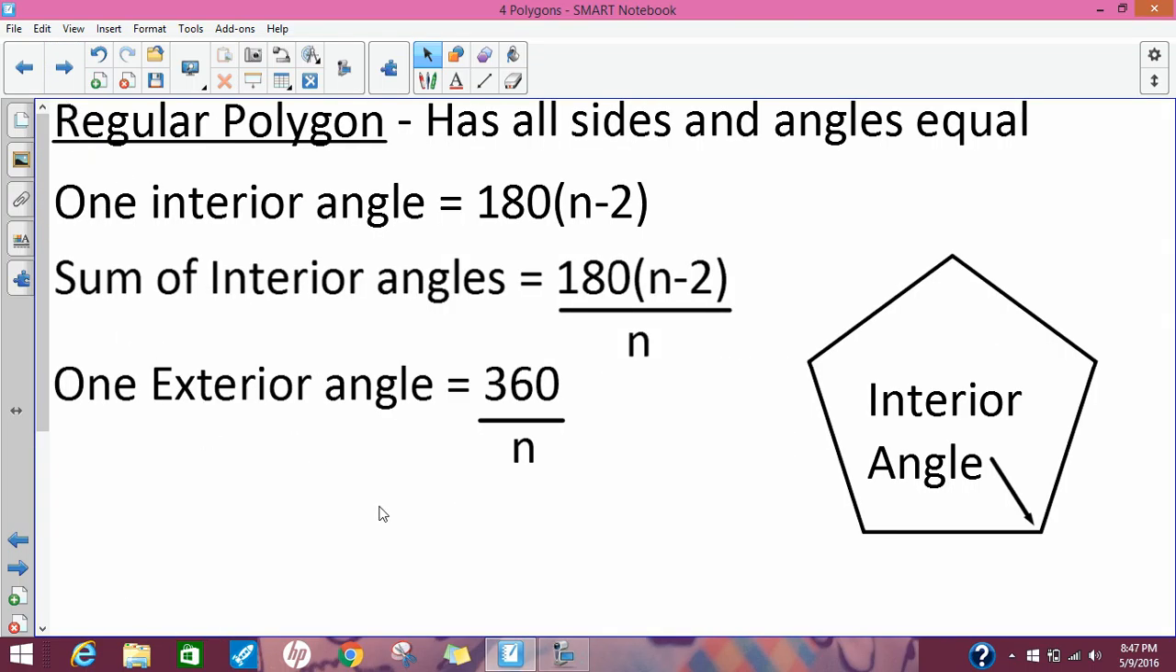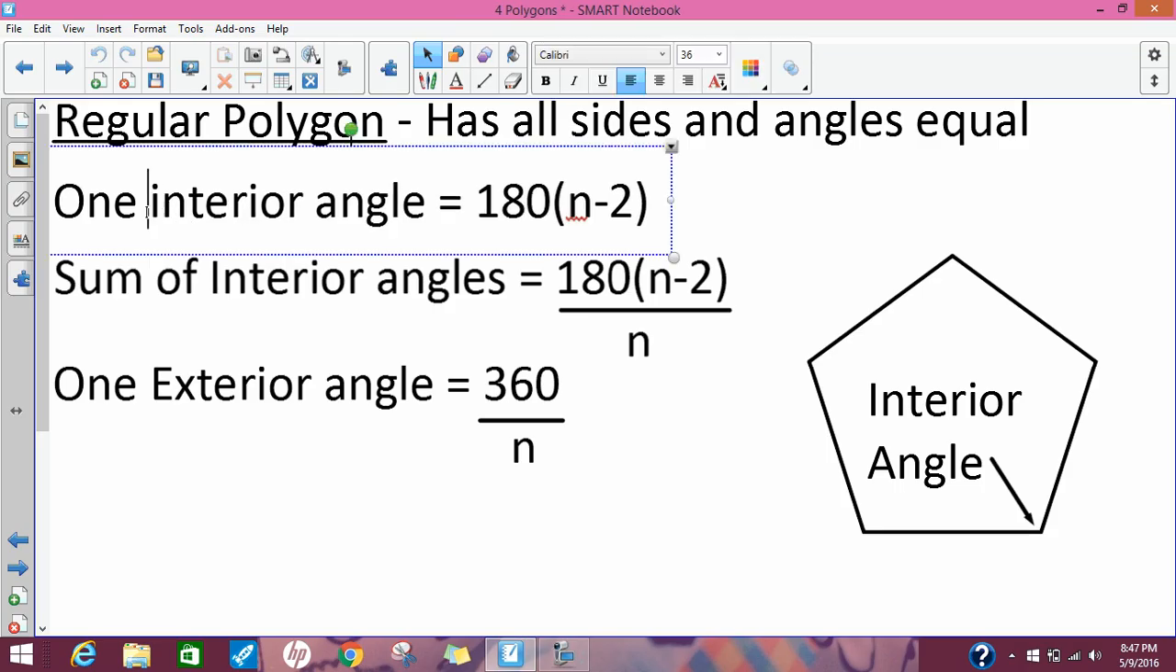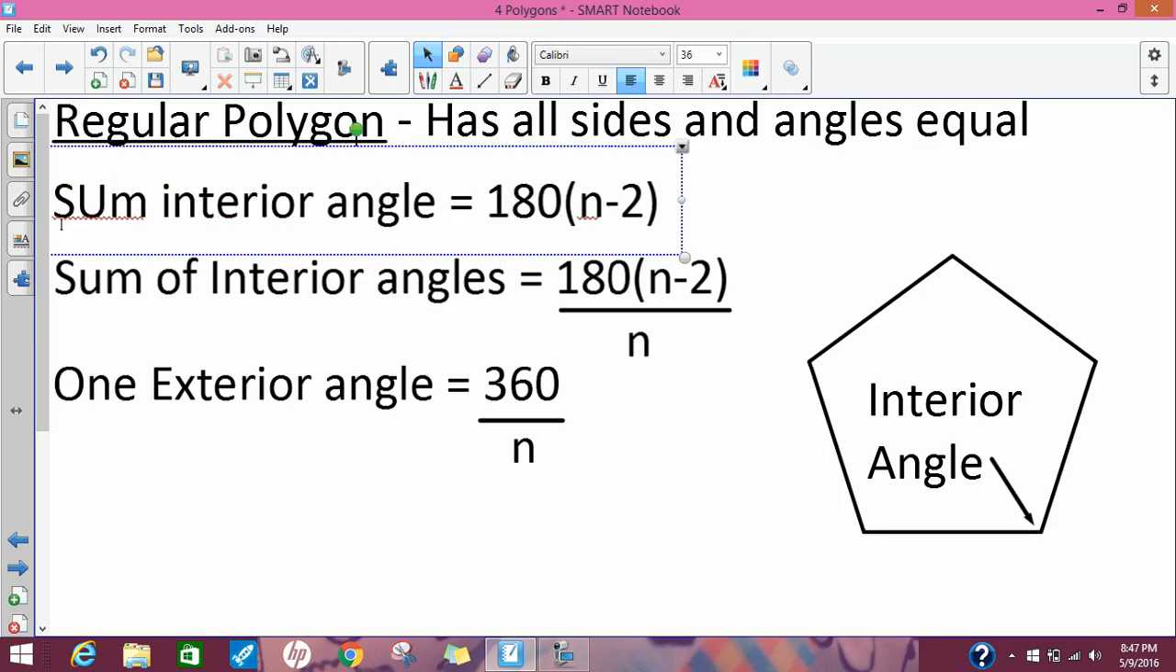We had some formulas that we used for polygons. A special vocabulary word here is the regular polygon, and that means that all the sides and all the angles are equal. So interior and exterior angles are equal. If we want to find one interior angle, I actually have these switched. So let me fix that.